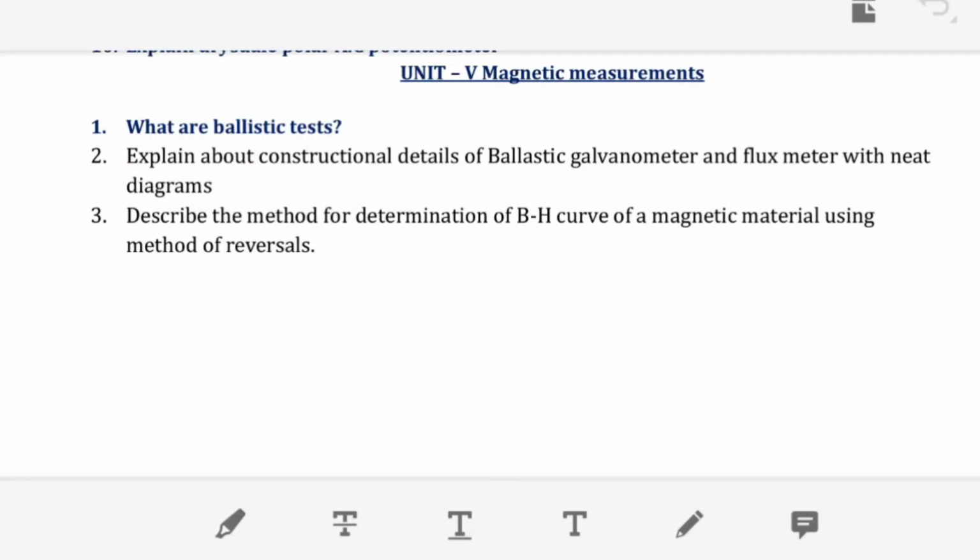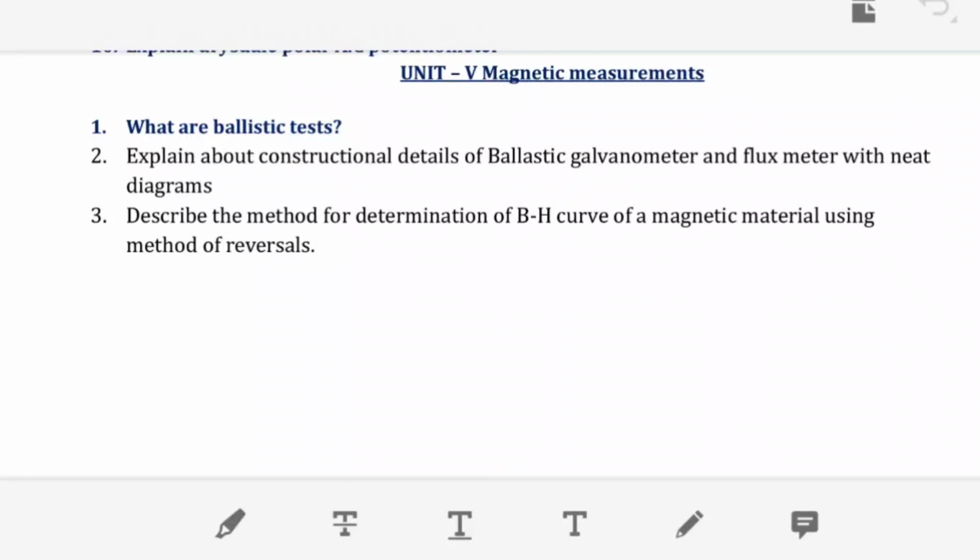What are ballistic tests? The ballistic tests are nothing but DC tests. By the use of DC supply, we are doing this test. Ballistic galvanometer we are using. DC tests are known as ballistic tests. These are used to measure. What is the purpose of ballistic tests? DC tests to measure the quantities already explained in Unit 5.